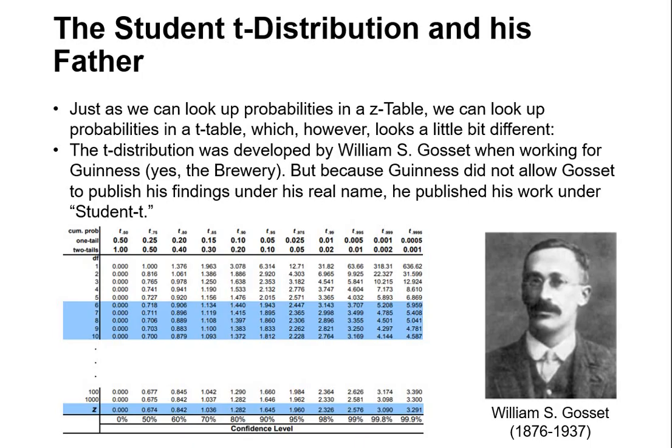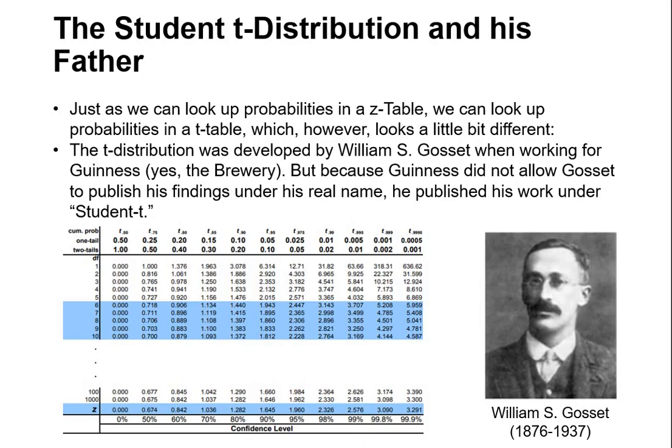And that gentleman was William S. Gossett, and he developed the t-distribution when he was working for the Guinness Brewery. Gossett actually wanted to publish his findings under his own name, but Guinness did not allow Gossett to publish his findings under his real name. And so he published it under a pseudonym, and the pseudonym was Student T, and that is why we have today the Student T.